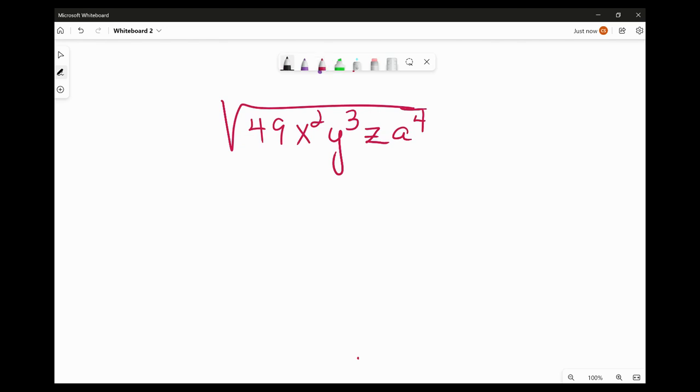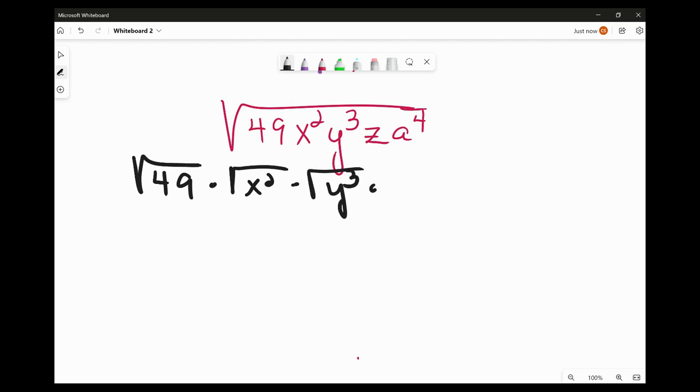I like to separate them all into their separate square root signs. So the square root of 49 times the square root of x squared times the square root of y cubed, I'm sorry, times the square root of z times the square root of a to the fourth power. This way we can do each one separately and break it down. It's so much easier to do that, and you'll see that it's not that big of a deal. So we'll start with the square root of 49, which means what number times itself gives me 49? It's just 7. So that gets rid of that.